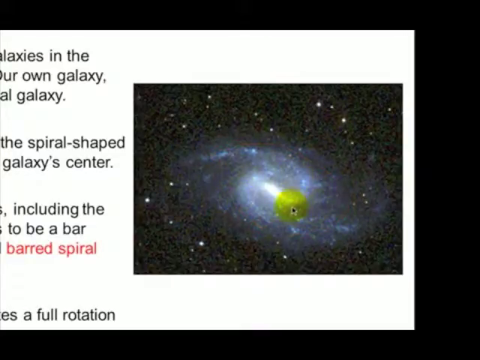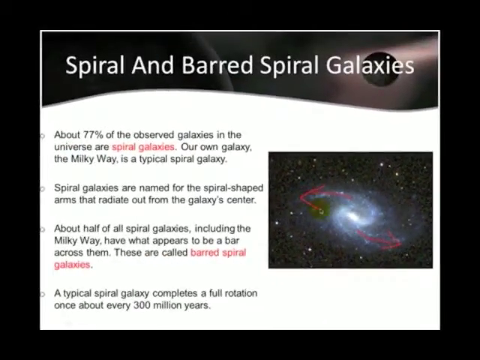So you can see the arms radiating out from the sides. About half of all spiral galaxies, including the Milky Way, have what appears to be a bar across them. These are called barred spiral galaxies. You can see the bar near the bulge or the core of the galaxy. A typical spiral galaxy completes a full rotation once about every 300 million years.